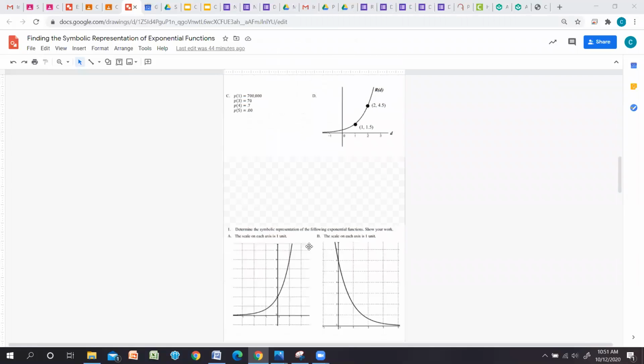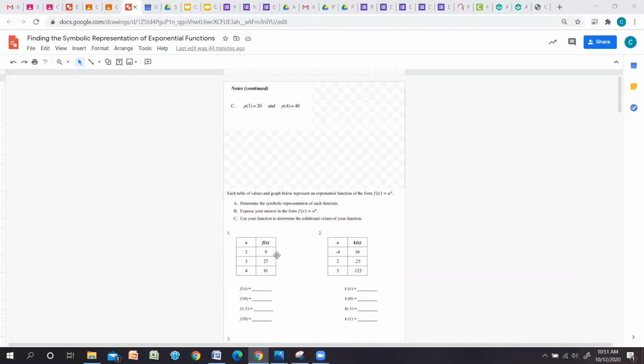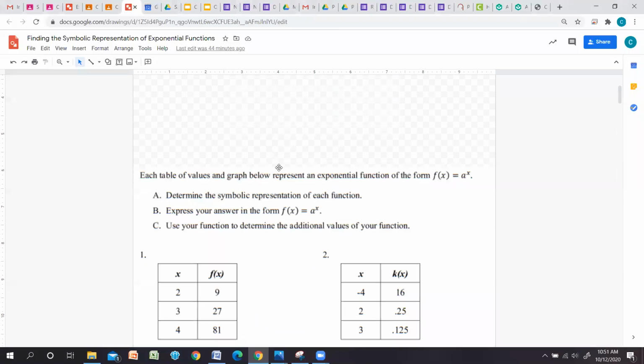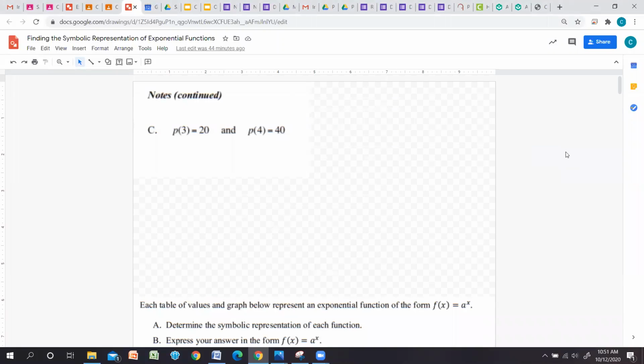Okay, so for each one, the process is the same. I'll do one example problem here, and we'll also work more on it during class. Remember, the general form that we want for these functions is f of x equals the initial value times the constant ratio to the power of x.